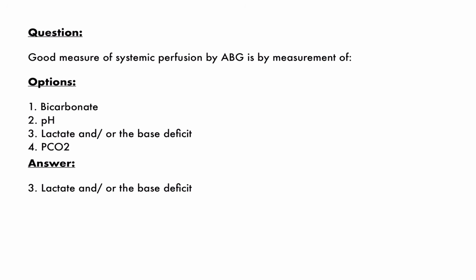Good measure of systemic perfusion by ABG. When you do ABG, see, there is a case of shock. You are giving treatment. The first thing you do is check the urine output, because urine output is the best way to check how well the patient is responding. Urine output is one of the best measures to check whether the fluid is going in the correct way or not.